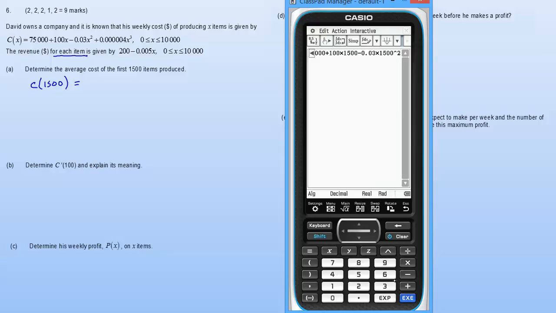squared, and then we've got plus, I need to make sure I get the right number of zeros here, 1, 2, 3, 4, 5, so 0.00004 multiplied by 1,500, and that's cubed. So that gives me 171,000.